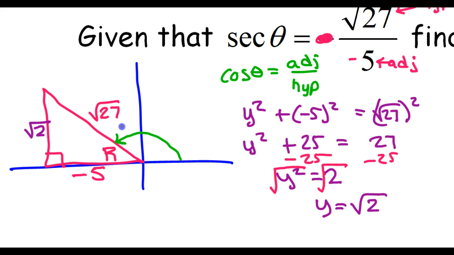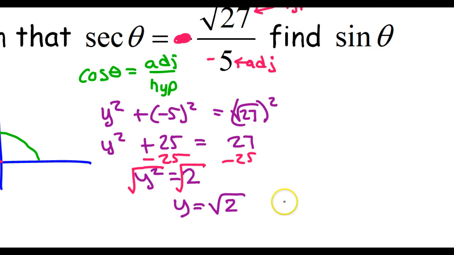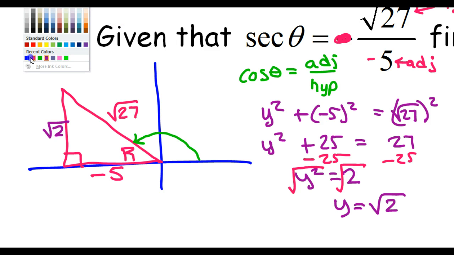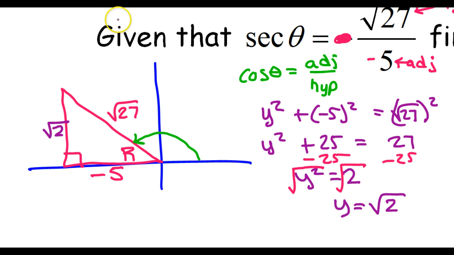Once you have that, you can find any trig value you want to. But in this case, we don't have to find them all. We are being asked to find the sine function only. So, sine, let me use blue. Sine theta is going to be opposite over hypotenuse. So that's going to be radical 2 over radical 27.